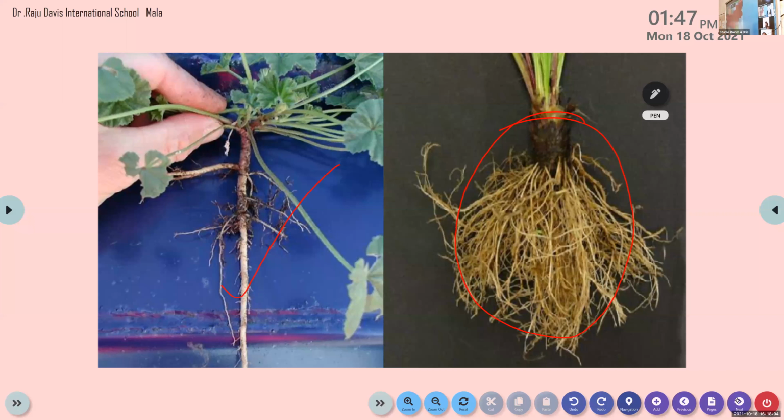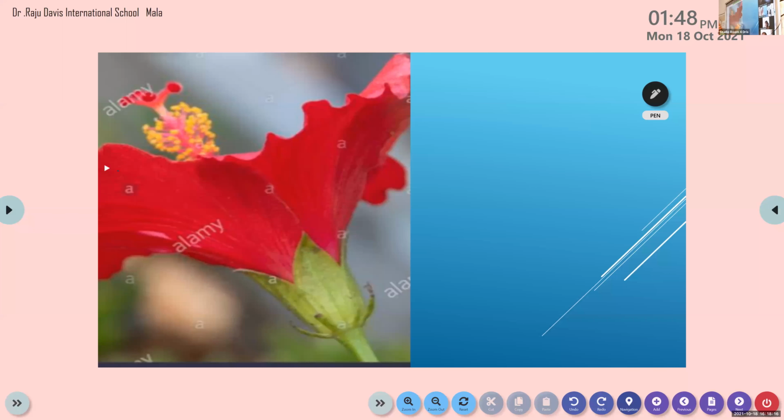And next, we are going to learn about the parts of a flower. So it is a hibiscus flower. You can see this. At the base, can you see a green colored leaf-like structure? Yes. This part is called sepal. Sepal is the green leafy part you see at the base of each flower.